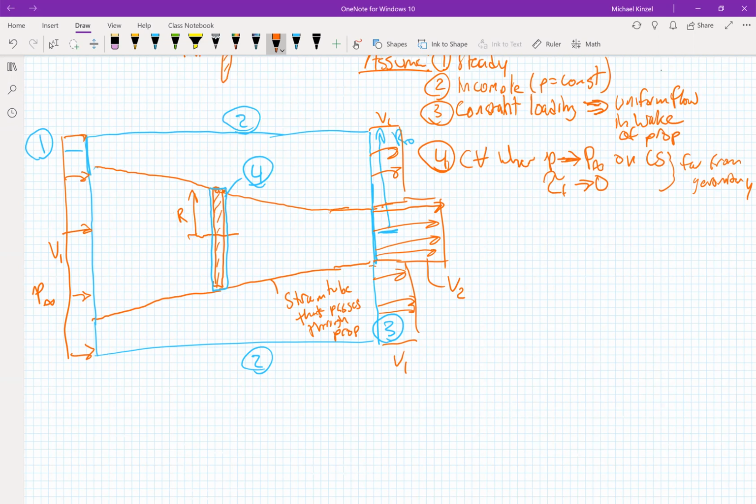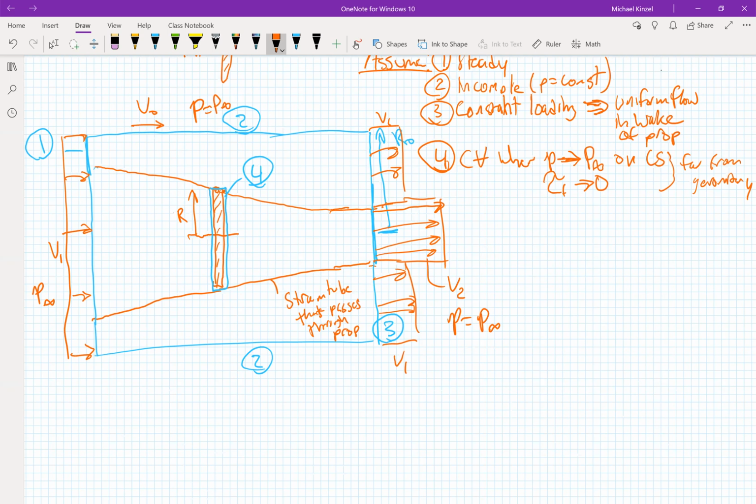Out here, this entire boundary is going to be far, so the pressure here is going to be P infinity. And now let's go on to part 2. On body 2, pressure is going to be P infinity, and we're going to have a velocity V naught. However, our stream tube is going to be defined by this line.